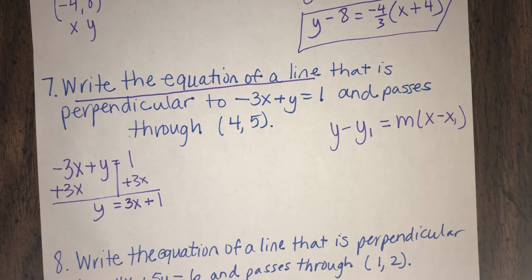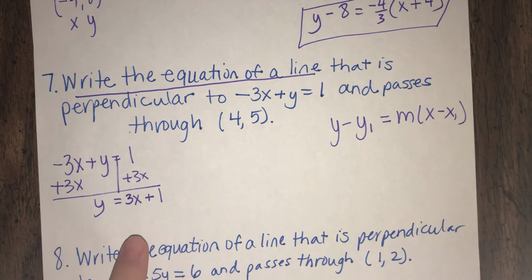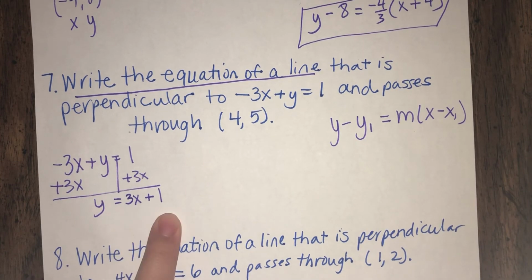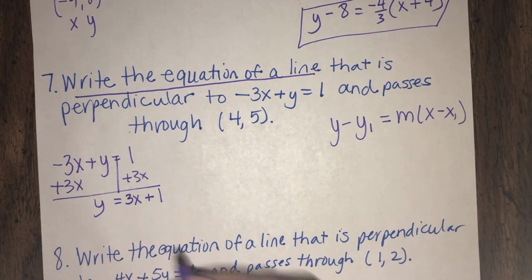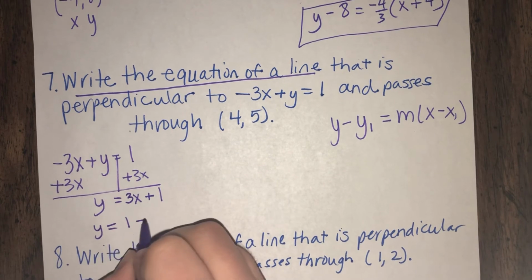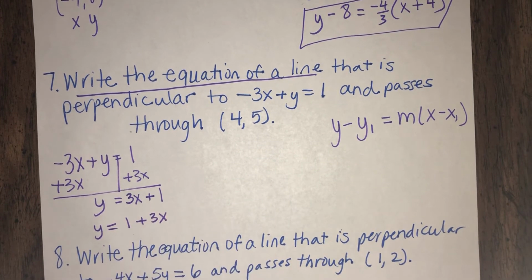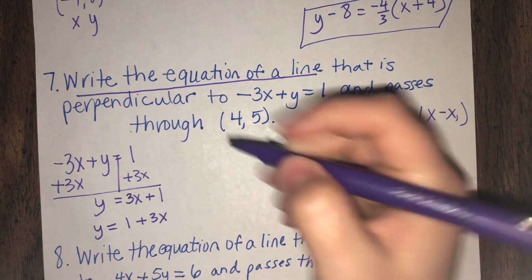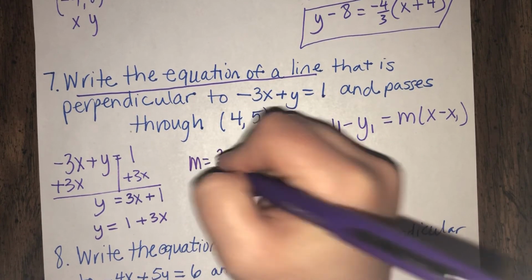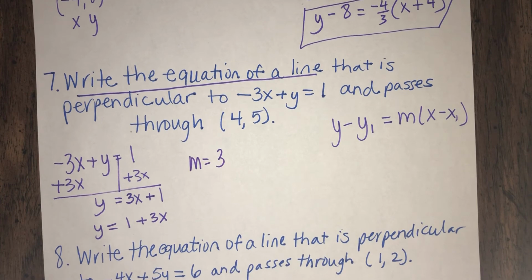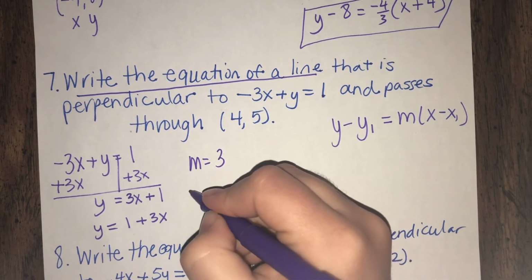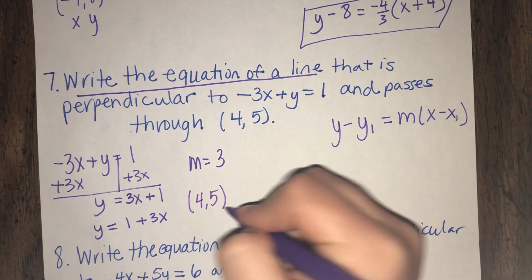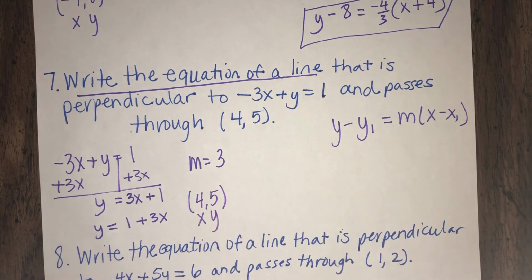This just makes it easier so that when I'm looking for my x term, I don't accidentally think that the 1 is my m. These are still the same exact equation. It's just we tend to like seeing equations like this, than like that. So my m is a 3. And my point is a 4, 5, x, y.